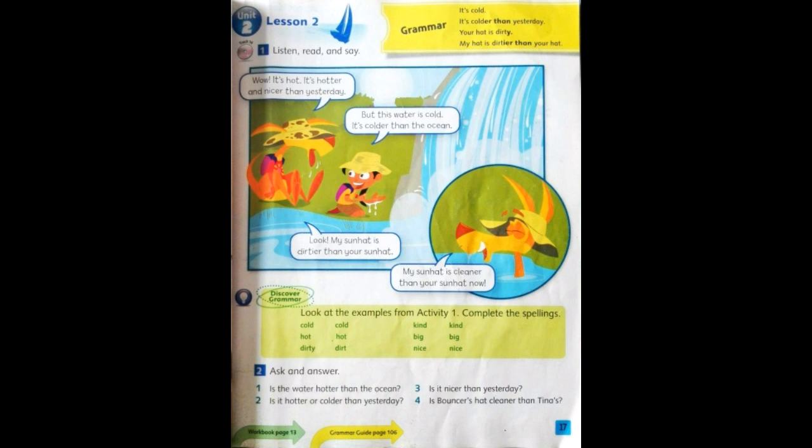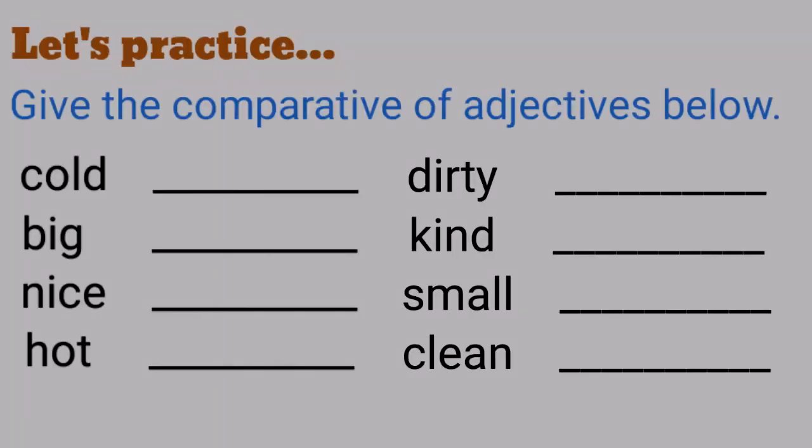Now, let's read your book. Wow, it's hot. It's hotter and nicer than yesterday. But this water is cold. It's colder than the ocean. Look, my sun hat is dirtier than your sun hat. My sun hat is cleaner than your sun hat now.